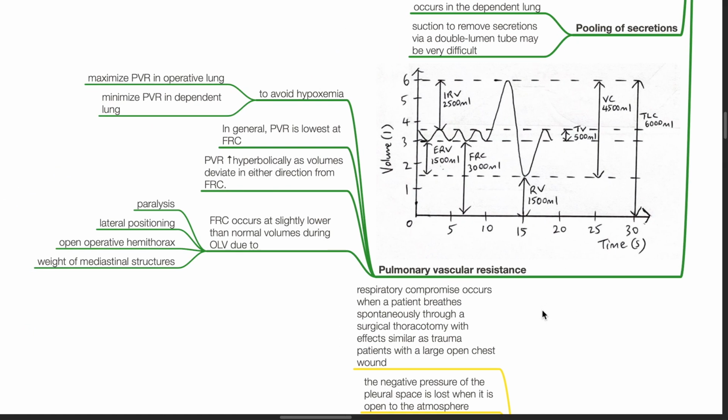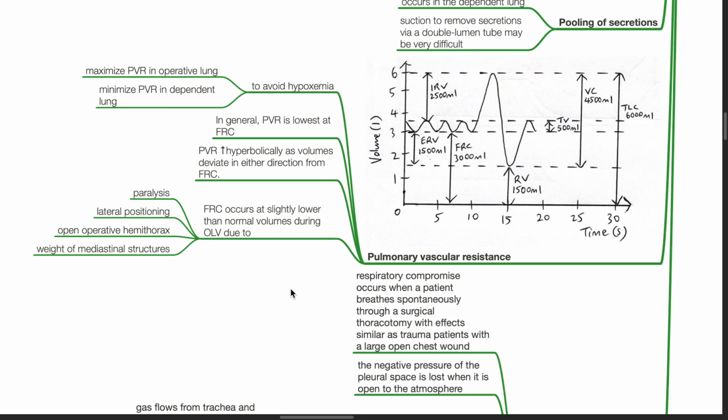Pulmonary vascular resistance. To avoid hypoxemia, maximize PVR in the operative lung and minimize PVR in the dependent lung. In general, PVR is lowest at FRC. PVR increases hyperbolically as volumes deviate in either direction from FRC. FRC occurs at slightly lower than normal volumes during OLV due to paralysis, lateral positioning, open operative hemithorax, and weight of mediastinal structures.